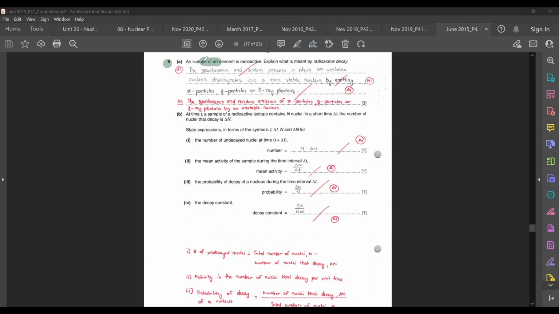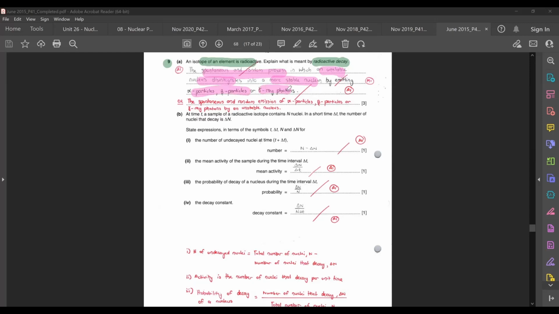An isotope of an element is radioactive. Explain what is meant by radioactive decay. So this is actually just you copying the definitions from the notes that I mentioned. It is the spontaneous and random process in which an unstable nucleus disintegrates into a more stable nucleus by emitting alpha particles, beta particles, and gamma ray photons.